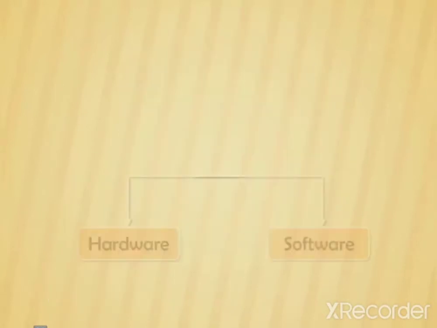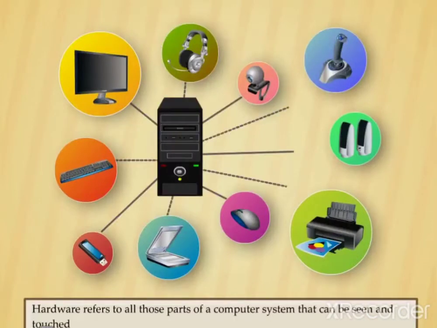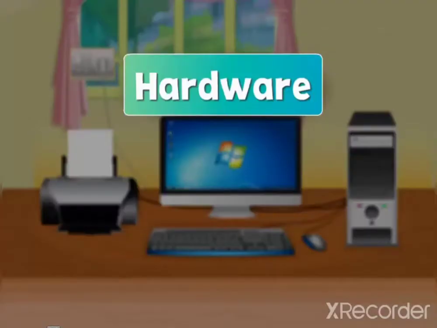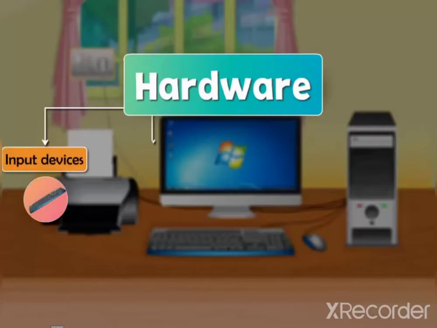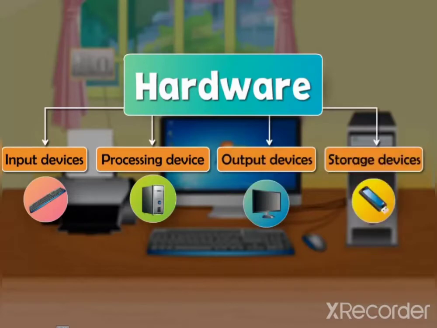Hardware refers to all those parts of a computer system that can be seen and touched or can be connected to it. For example, keyboard, mouse, and monitor. The hardware is further classified into input devices, processing device, output devices, and storage devices. Let us learn about them in detail.